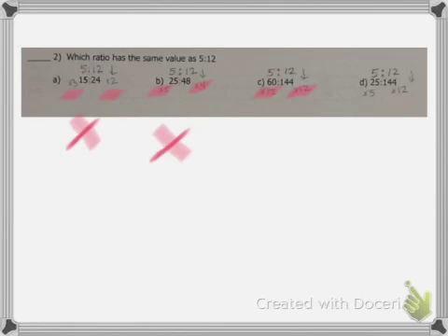So in this case, our ratios are equivalent. Let's double check the last one. 5 times 5 is 25 and 12 times 12 is 144. So those two are not the same factor. These are not equivalent. So it's choice C.